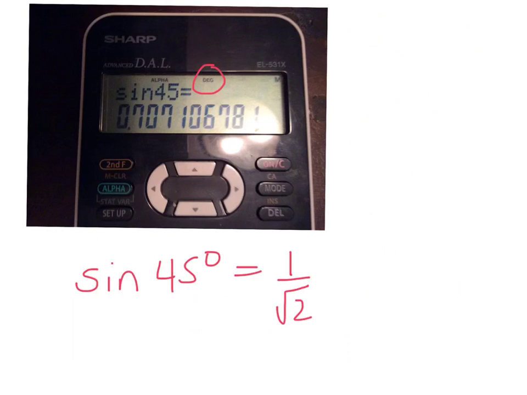Well, what have we just discovered? That 1 over root 2 is actually 0.707, etc. So we've now found out that our calculator has a way of finding out the ratio for every known angle. And I'm going to tell you how it does it.